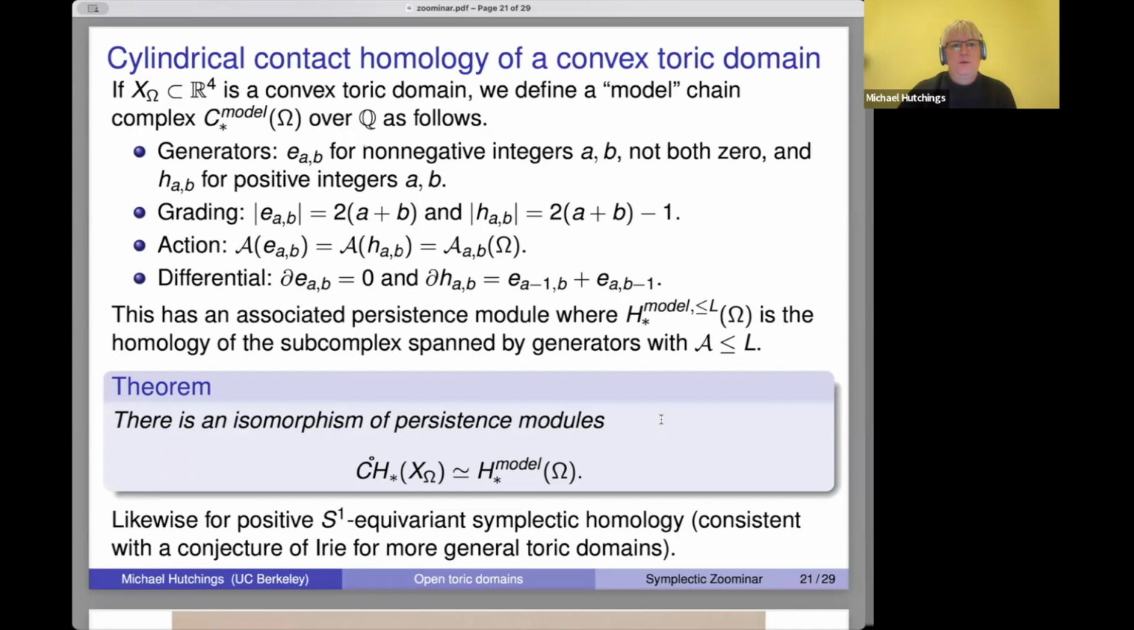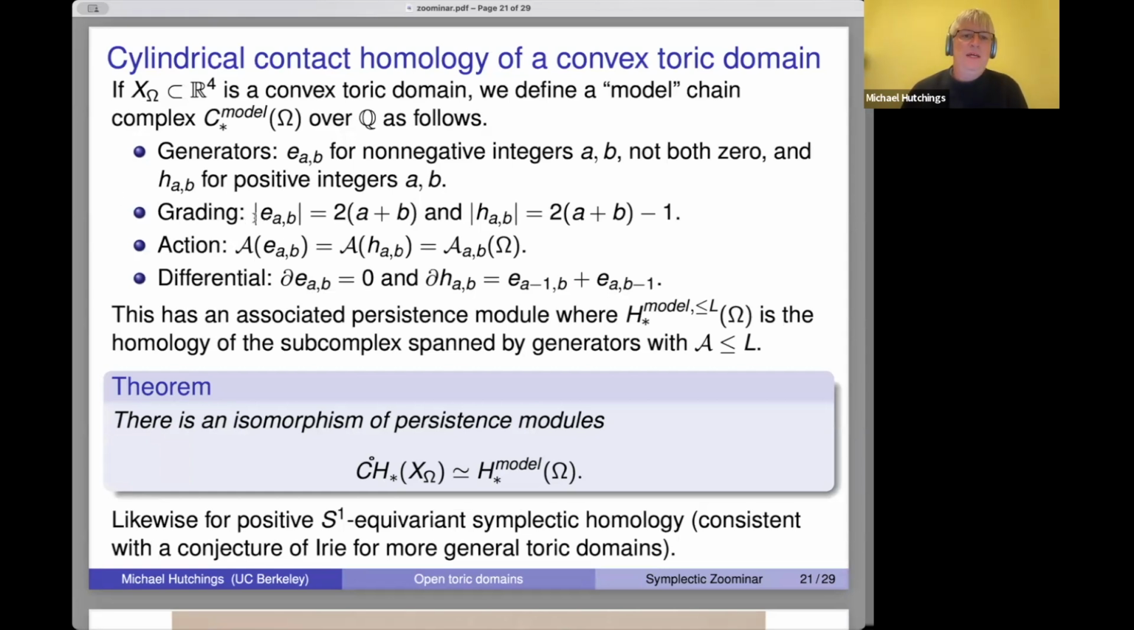So like the toric domain itself, its boundaries degenerate, so I don't really have a well-defined chain complex exactly, but let's ignore that issue, and so if we did have a well-defined chain complex, this is what it would be. The generators consist of, for every pair of non-negative integers a and b, which are not both zero, a symbol E_AB and a symbol H_AB. You can think of these as representing elliptic and hyperbolic orbits obtained from perturbing Morse-Bott circles of Reeb orbits.